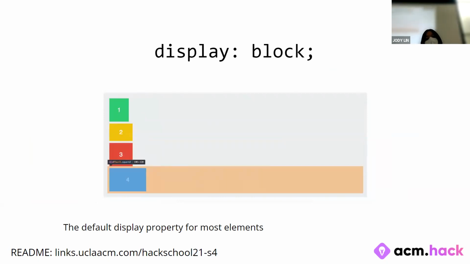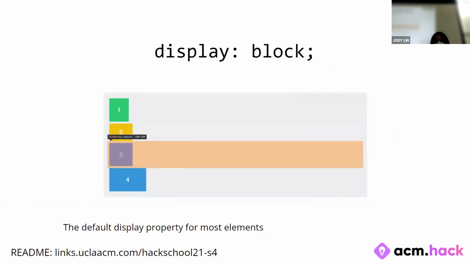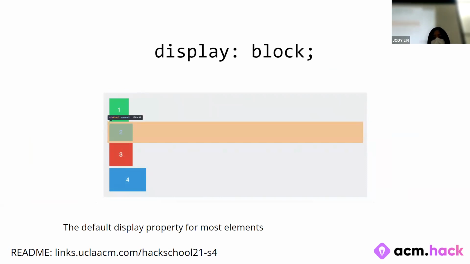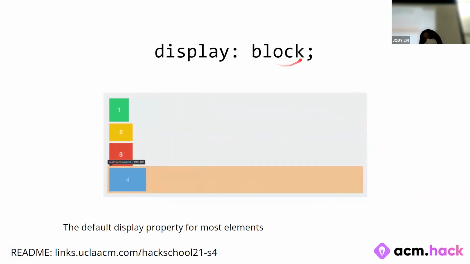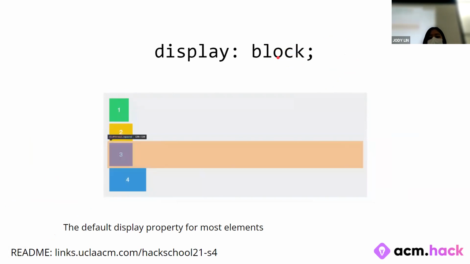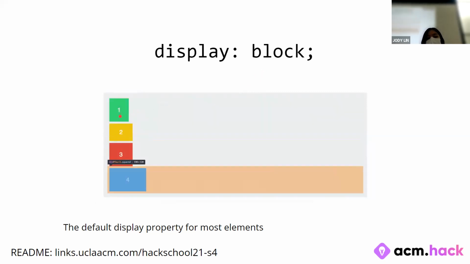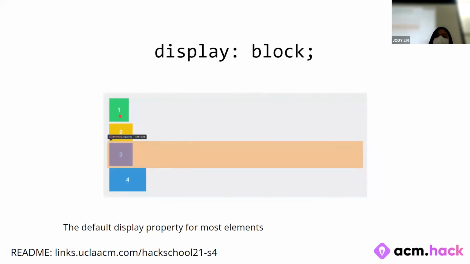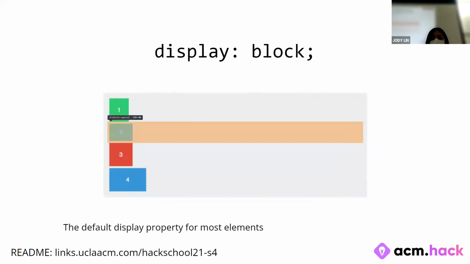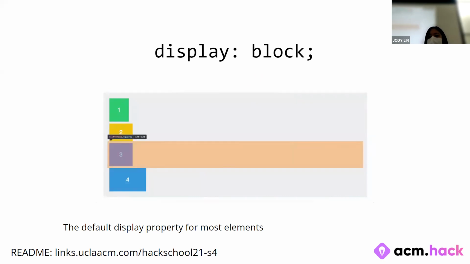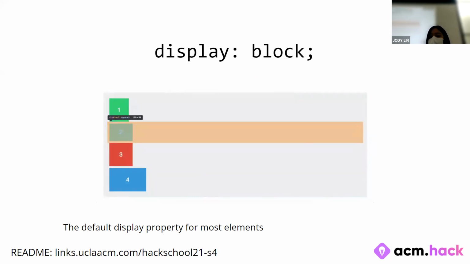Here, let me start over. So most elements, or actually all elements, have a default property called display, and it's usually given the value block. So what does this mean? When you put this CSS property on an element, it'll take its own line, and everything after it, no matter what you put, will pop up on a new line. So this is the default display property for most elements. Even if you haven't typed it yourself, the browser will give it this default property. So just know that this has been existing. You probably haven't used it, but it's there.